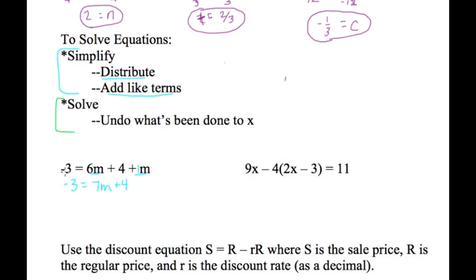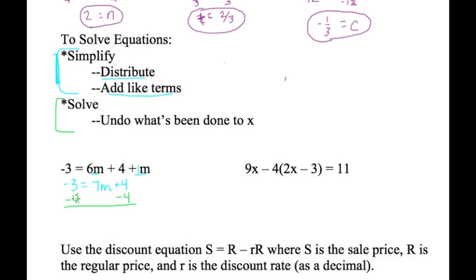Notice I don't combine the negative 3 and the 4 because they are separated by an equal sign. I just look at this expression and this expression. Once I'm done simplifying, now I'm going to solve. I'm going to undo what's been done to the m. So I subtract 4 from both sides.